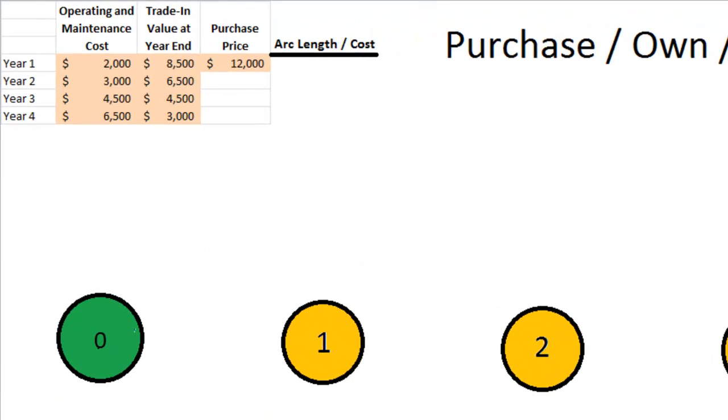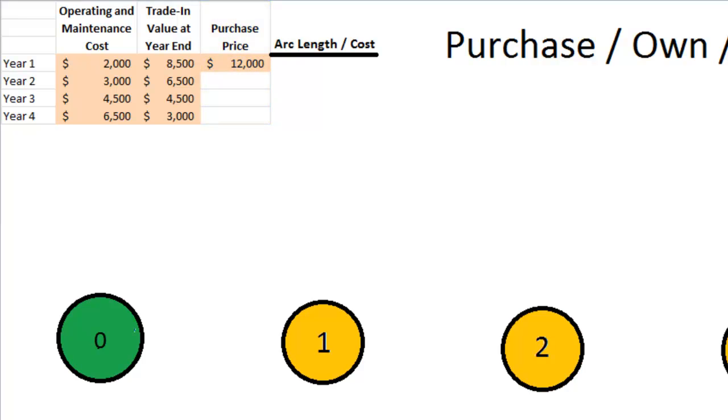Now, if you look in the top left of our diagram, I've gone ahead and copied over the operating and maintenance cost dollar amounts, and the trade-in value at the end of each period. So a few things to note in this chart. The purchase price of any car he buys is always going to be $12,000.